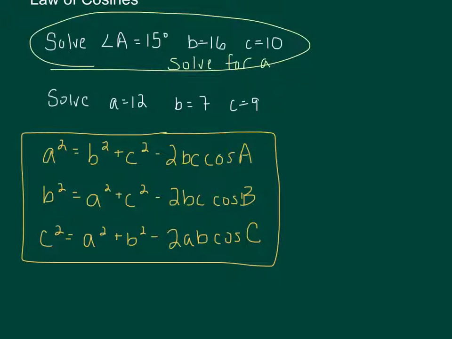That would actually be the first thing I would need to solve for anyway, because I've been given angle A. And because I've been given angle A, I'm going to use this top equation. A squared equals b squared plus c squared minus 2 times b times c times the cosine of angle A. So all I need to do to start is plug everything that I know into this equation. Please pause the video while you do this.